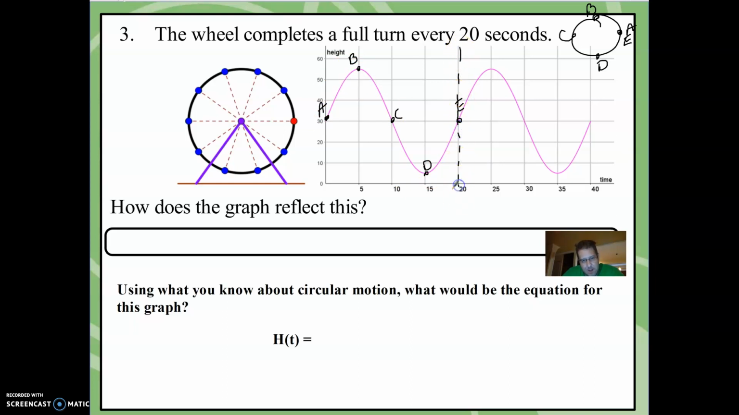And I usually put a dotted line, and there you go. There's 20 seconds. Now, this graph does more than one rotation. So a lot of people will just look at the end of the graph and say, oh, it takes 40 seconds to complete one rotation. No, that's more than one rotation on the graph.